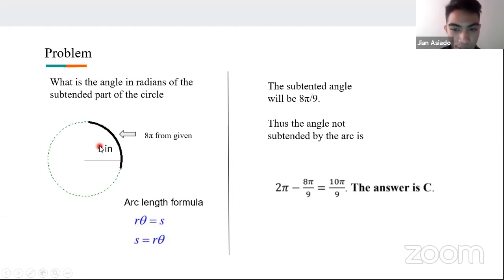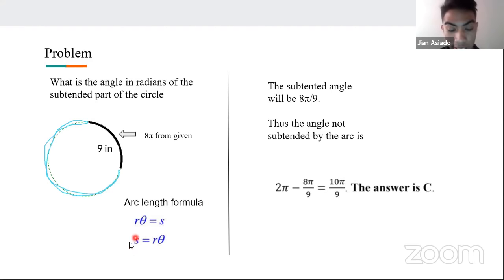Pinapahanap yung not subtended angle. So ang hinahanap ito, this one, yung paikot na ito. So, gaano kalapad ba daw ito? Or gaano kahaba? Okay. So, well, to find that, we have to use the arc length formula. So, ano ba tong arc length formula?